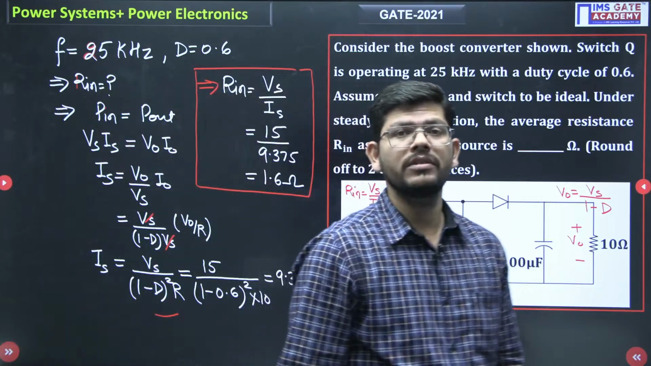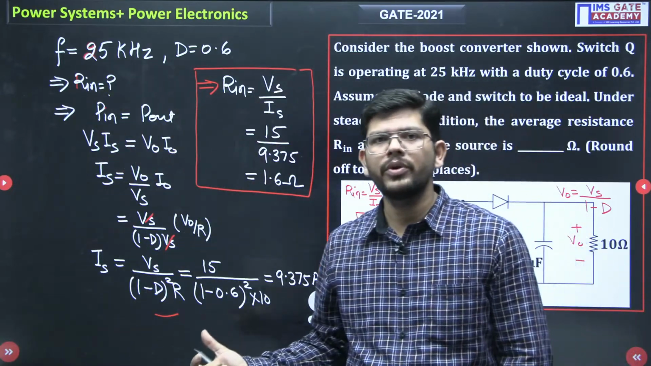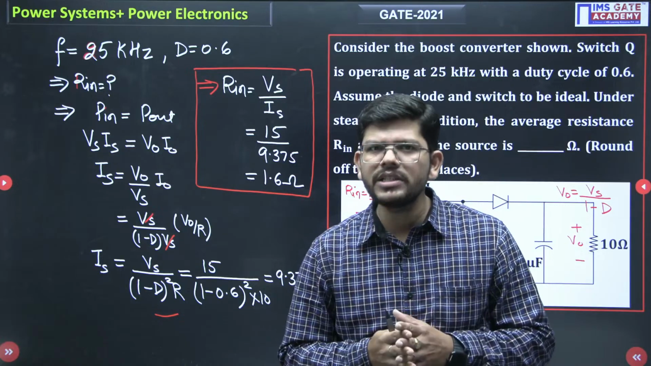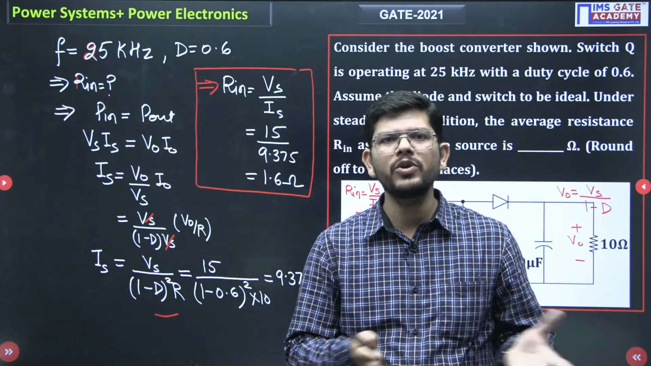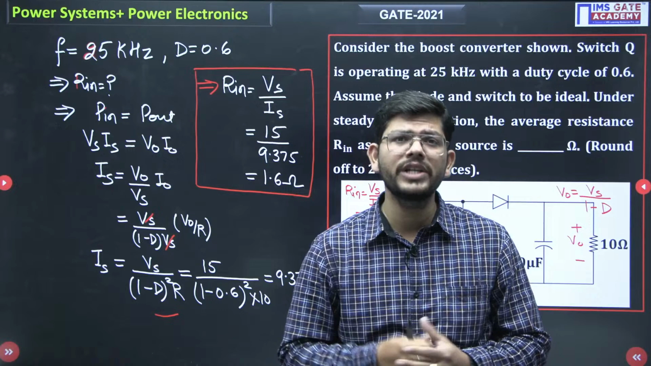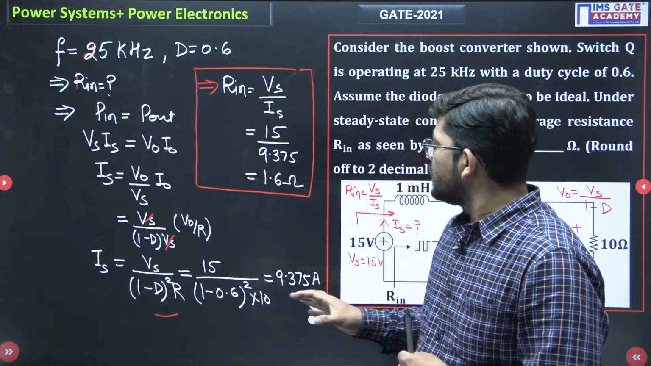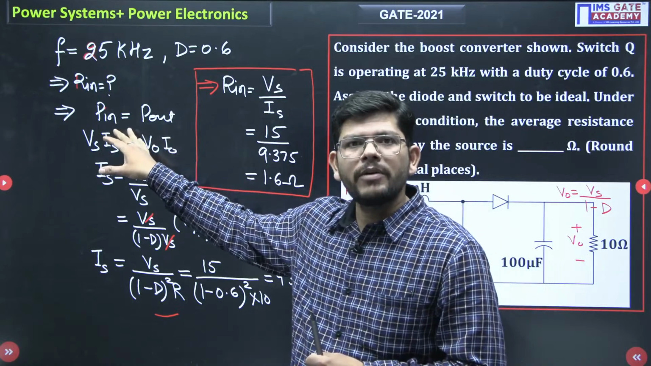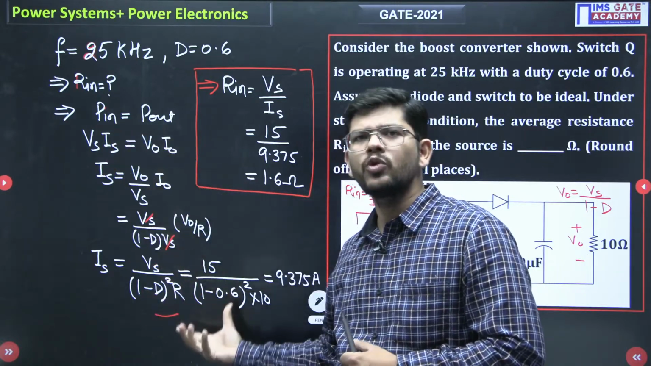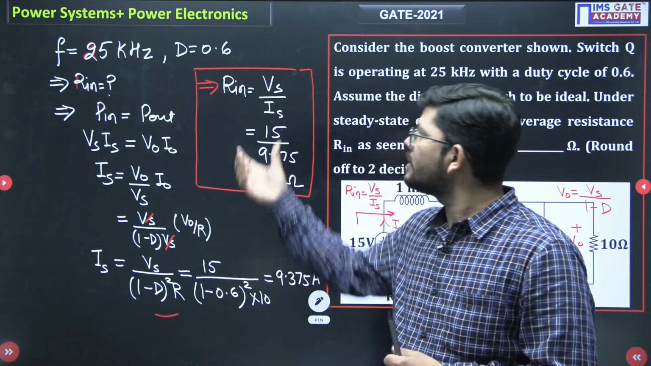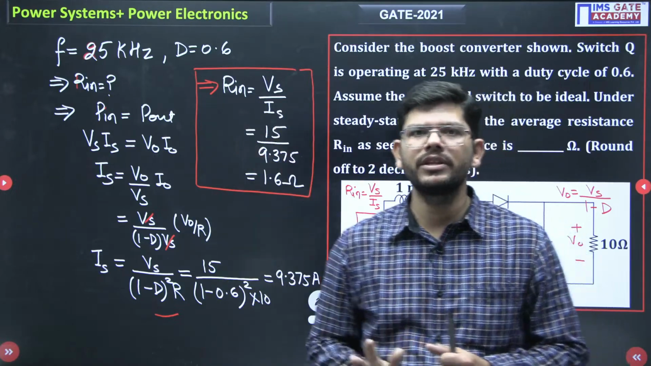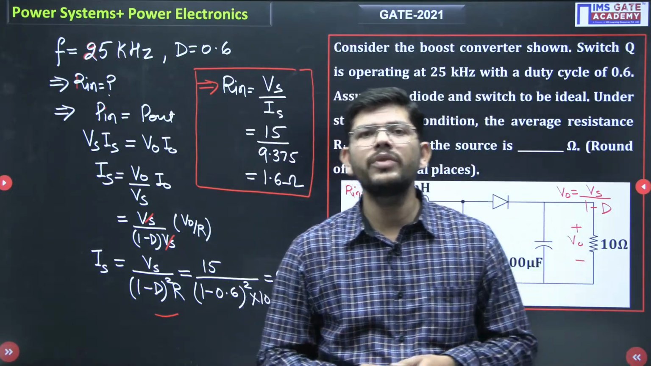I hope this solution is clear to you. We have to find the input resistance. Input resistance is basically input voltage divided by input current, meaning source voltage divided by source current. So we are applying this condition of power balance to find the source current. Once the source current is known to us, we will get the final answer, the input resistance. So this is how you can solve this question.